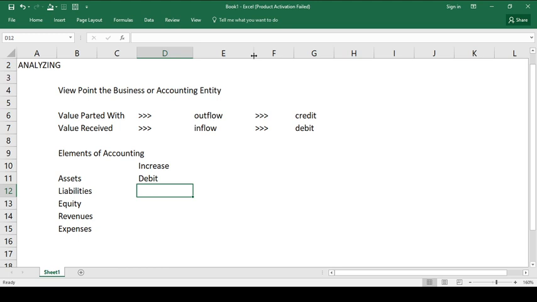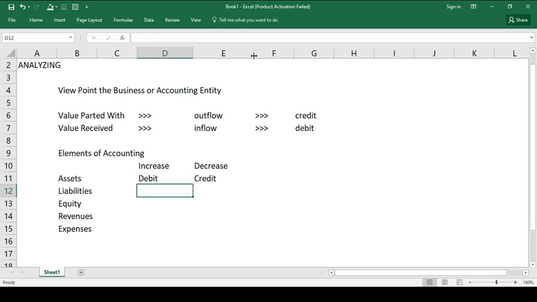We need to know these rules because later on, sa journalizing of transactions, gagamitin po natin itong mga rules na to. Take note, if you want to increase your assets, we need to debit it. Pero pagbabawasan mo yung asset, you need to credit it kasi meron pong outflow of resources. Pag debit, nag-increase because there is an inflow of resources.